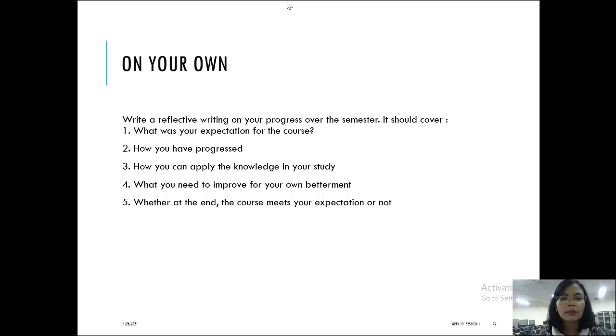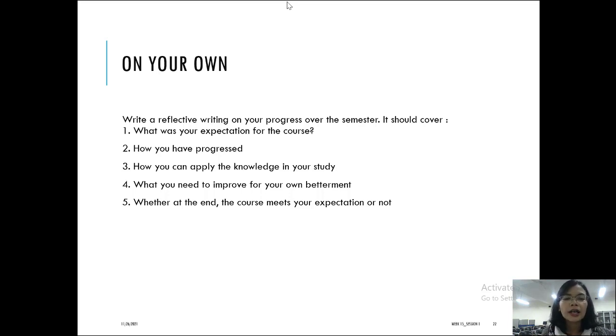And you can also talk about how you can apply the knowledge in your study. So we learn about environment, we talk about digital divide. How can you apply these topics and this knowledge in your study? And also for number 4, what do you need to improve for your own betterment? Okay, because we will still have classes in the next semester. So how would you like to improve yourself? And also, what do you want this lesson to be improved?